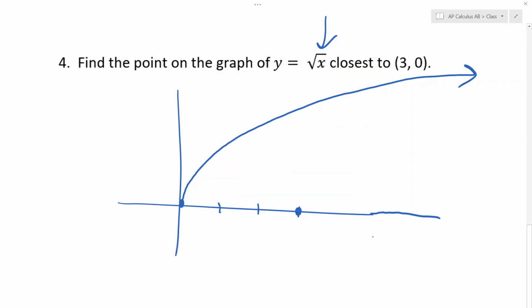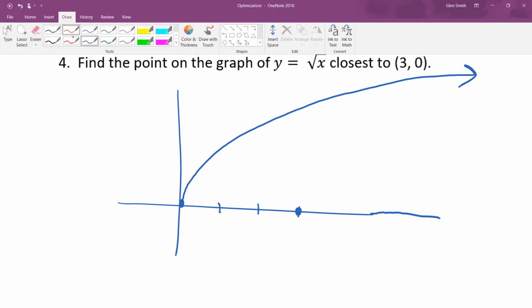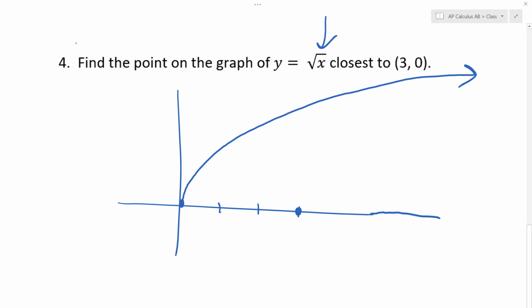All right, so there's root x, and there's the point (3, 0), which is not on root x. Does it make sense that root x has infinitely many points? It should. They're all right there. I drew a bunch of them.